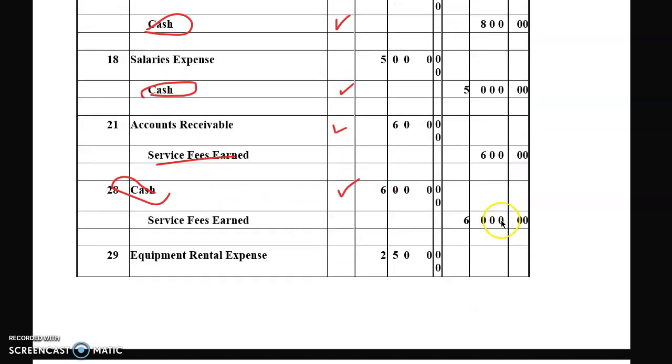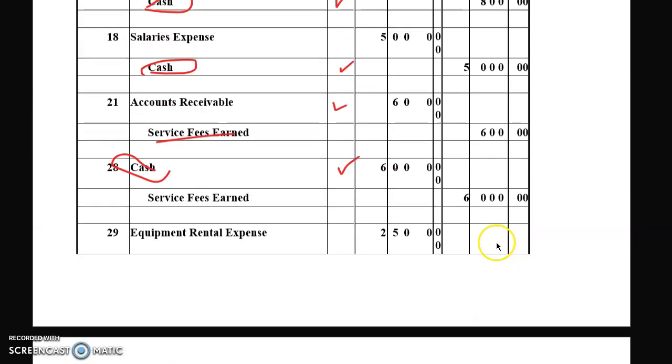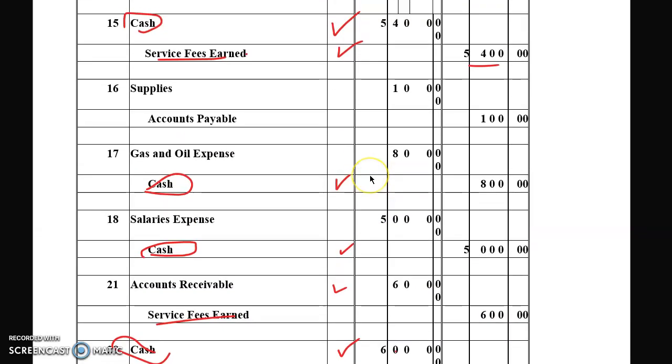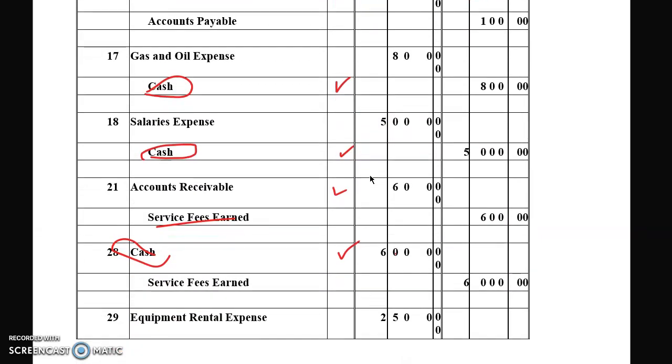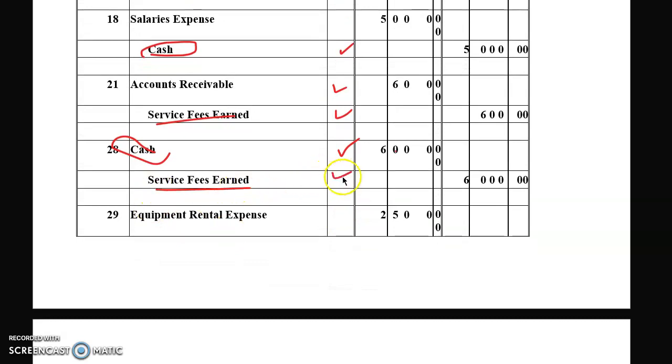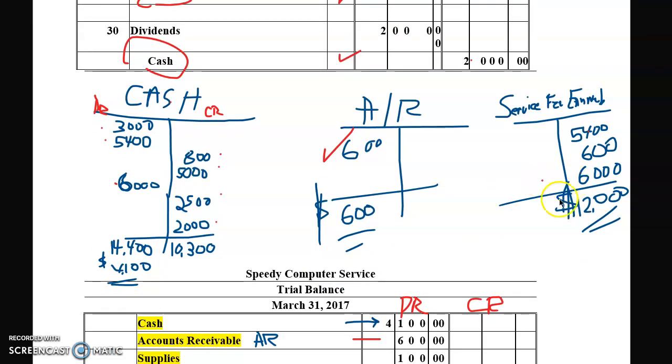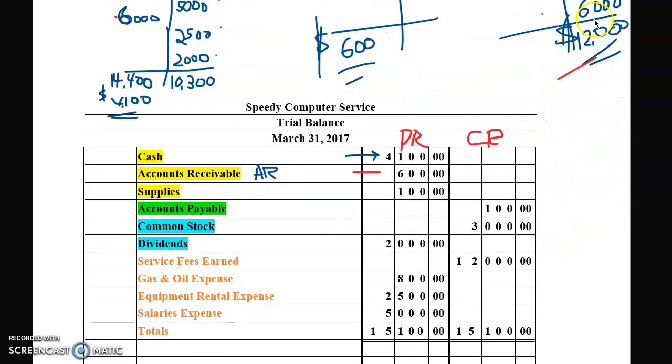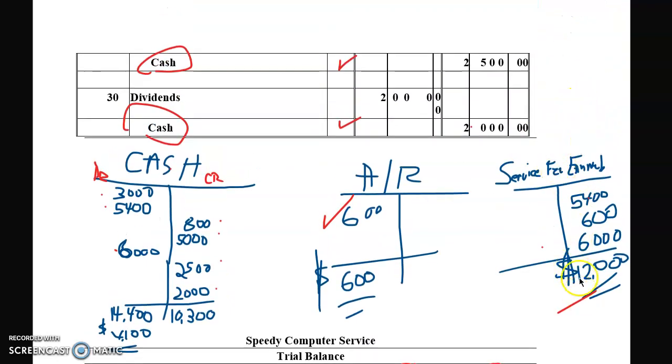Service fees earned 600, and we got it written down there. We'll come back up here and check it off. Don't forget it. If you don't, you might do it twice. And then we got another service fees earned 6,000 right there. Add them up and you get 12,000. And don't forget, it's a credit balance, right?